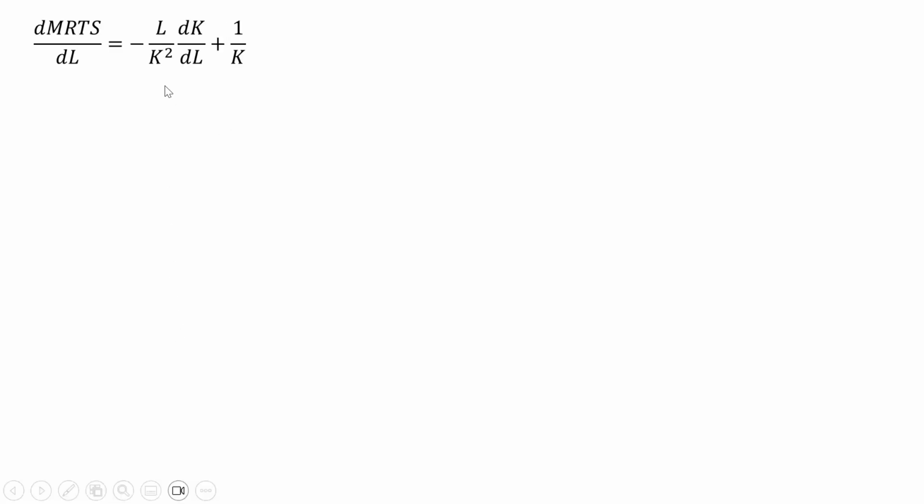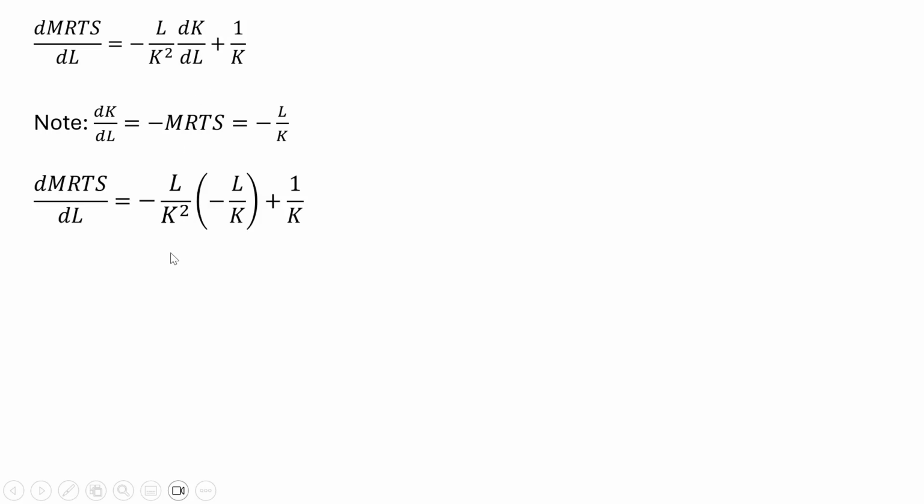Okay, rewriting the last result. And note that the derivative of K with respect to L is just minus the marginal rate of technical substitution. It's just the slope of the isoquant. So minus the MRTS, it is just going to be minus L divided by K. So we're going to make that substitution. Could put minus L divided by K in on top here. Doing that and simplifying.